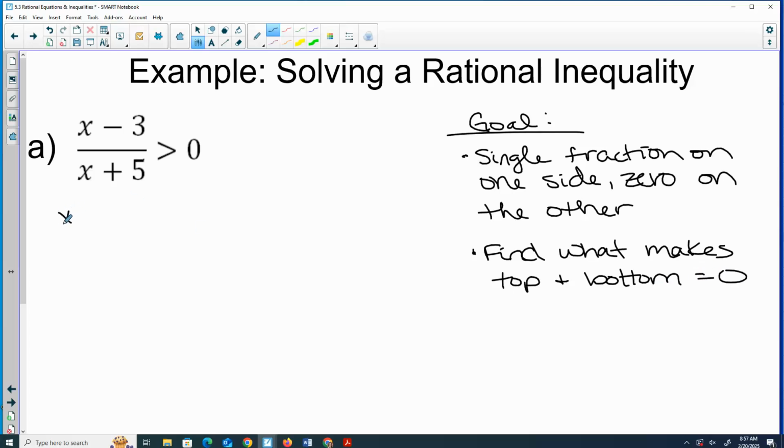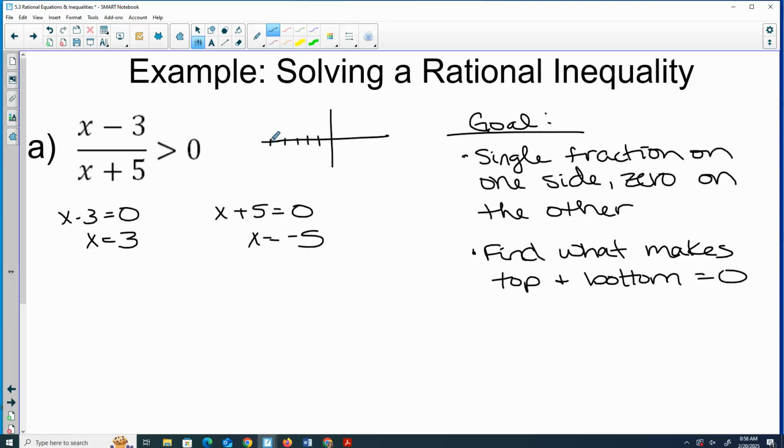So if I set the top equal to 0, if x minus 3 equals 0, we get positive 3. X plus 5 equals 0, we get negative 5. All right, if you think about it, we have graphed these rational equations. So we could draw the whole graph of this. We know 3 would be an x-intercept because it's when the top is 0. Negative 5 is going to be a vertical asymptote. So you could certainly think of it like that.